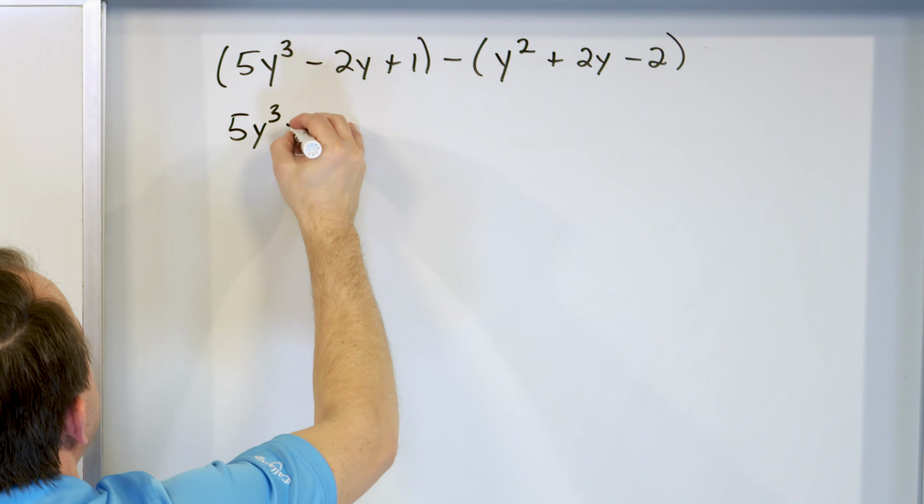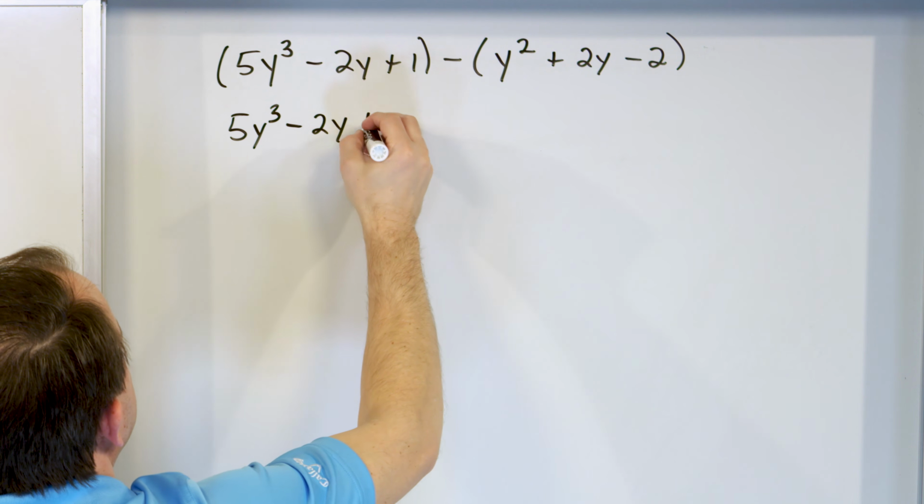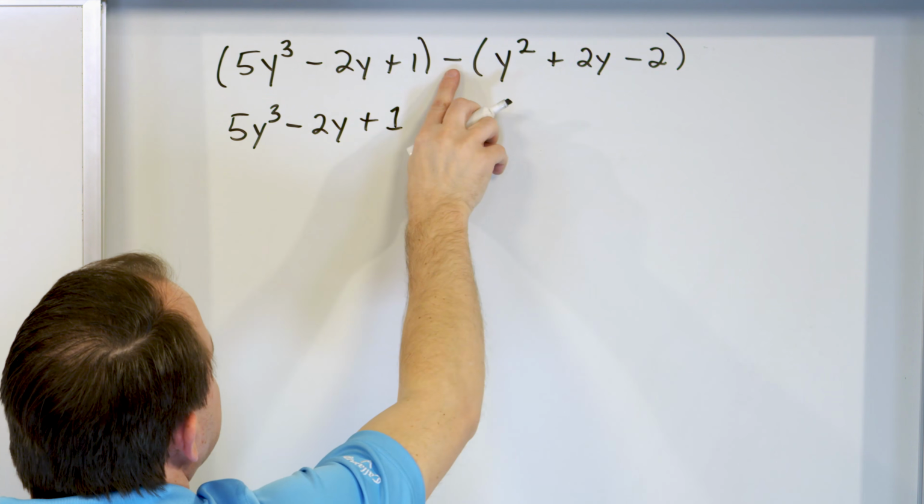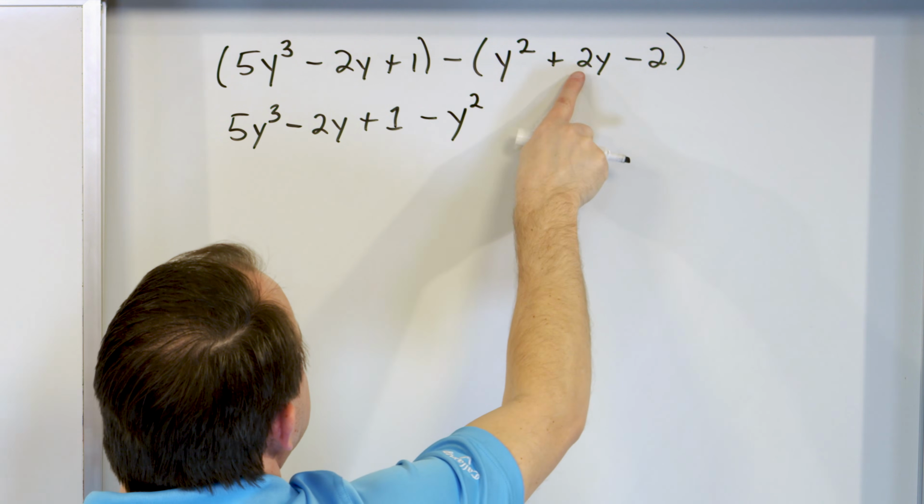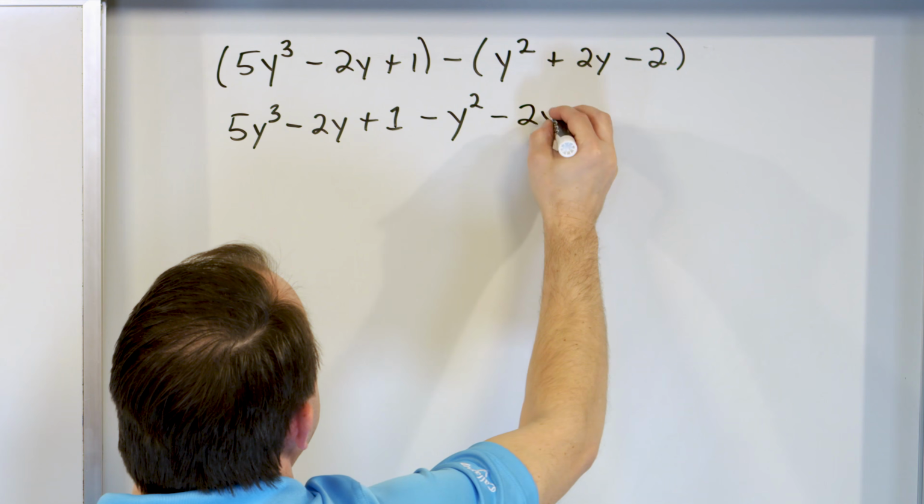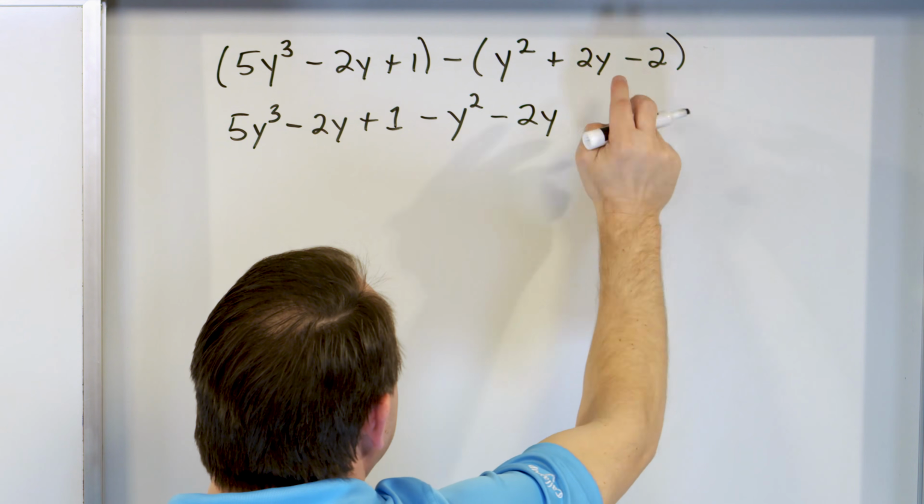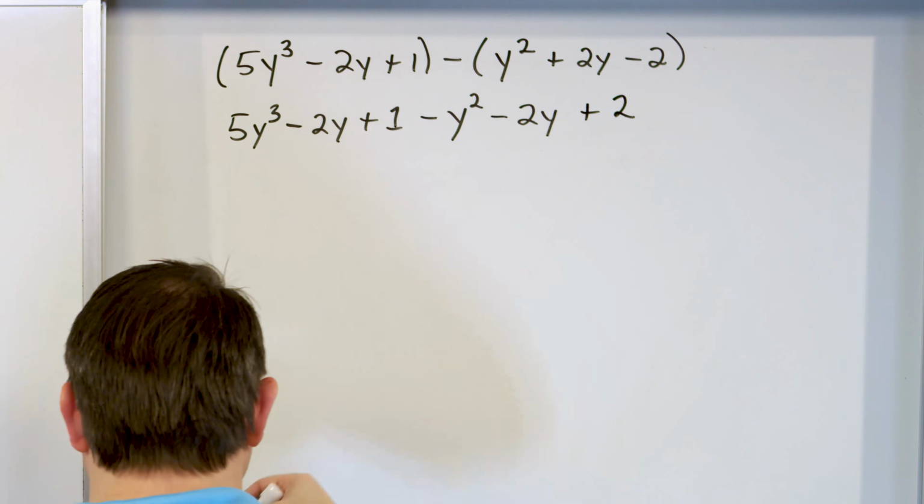5y cubed minus 2y plus 1. What is negative 1 times this? It's going to give you negative y squared. What is negative 1 times this? It would be negative 2y. Negative 1 times negative 2 will give you positive 2. So that's going to give you that.